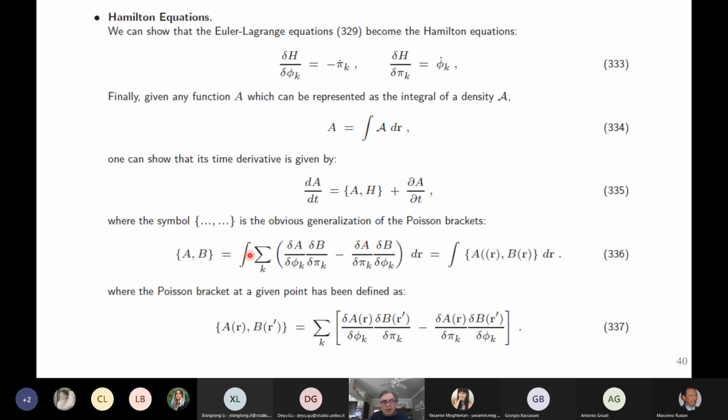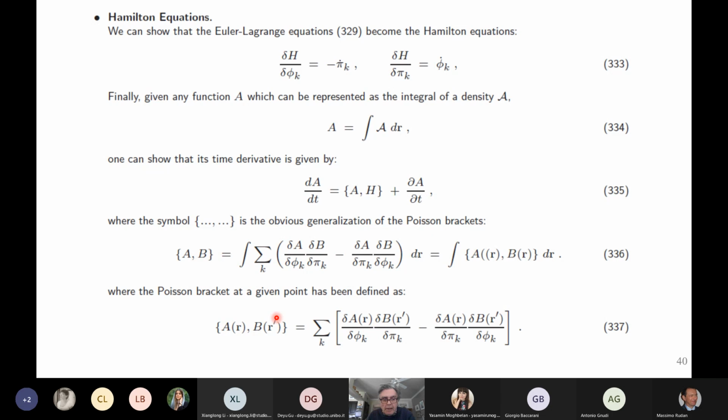The Poisson bracket, remember, between an observable A and B was the derivative of A with respect to Q, derivative of B with respect to P, minus the opposite, summed over all the possible degrees of freedom. This is replaced by an integral now, and then I sum over the possible fields. And this will give me the Poisson bracket between two observables.